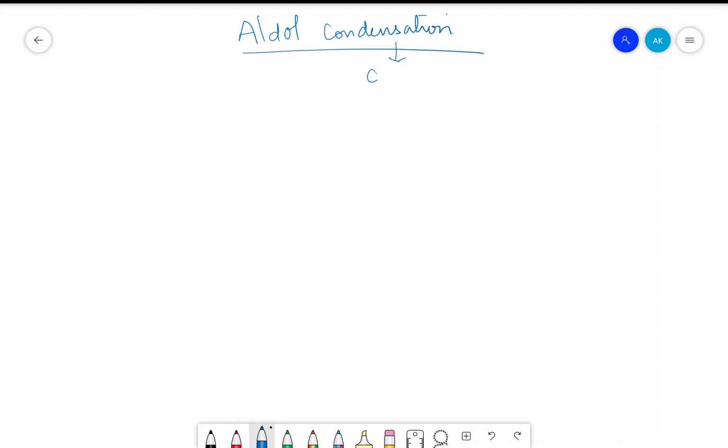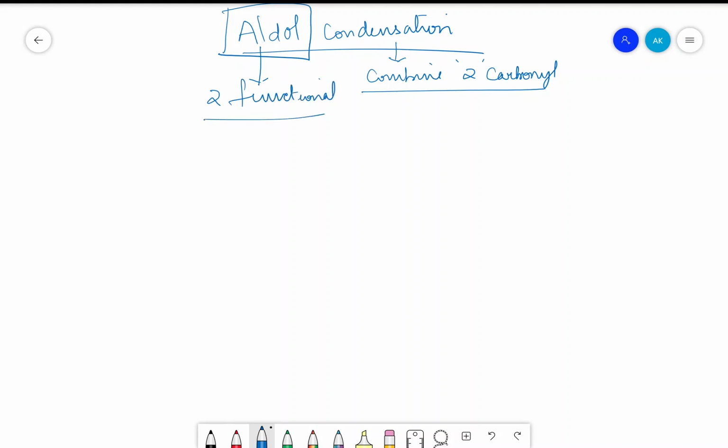Condensation is when you combine two carbonyl groups. That reaction is called condensation in this scenario. And the product which we get is an aldol. It is actually representing two functional groups. The two functional groups in that: ALD stands for aldehyde and OL stands for alcohol.